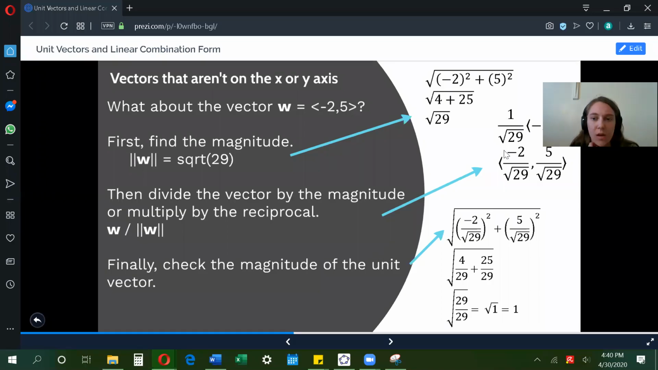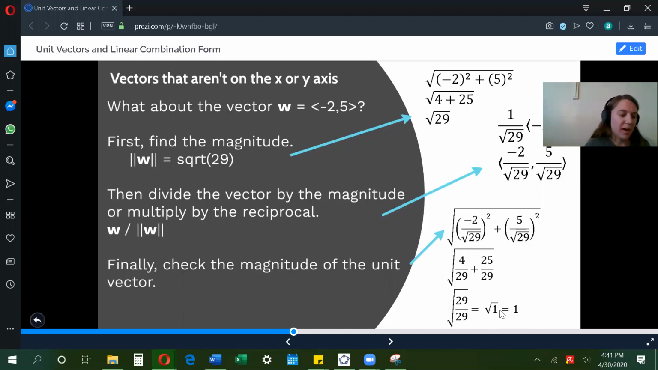So we have our new vector, so we're going to square the first term, so negative 2 over square root of 29 squared, plus 5 over the square root of 29 squared. Negative 2 squared is 4. The square root of 29 squared is 29. 5 squared is 25. Again, 29 at the bottom. You can already just add them together because it's the same denominator, so you're going to get 29 over 29, which is just 1. So square root of 1 is 1.